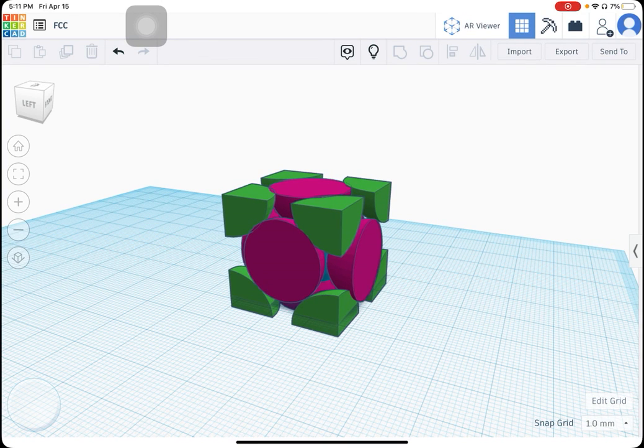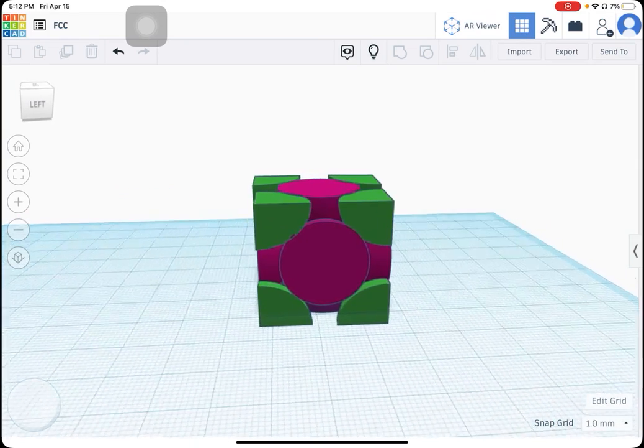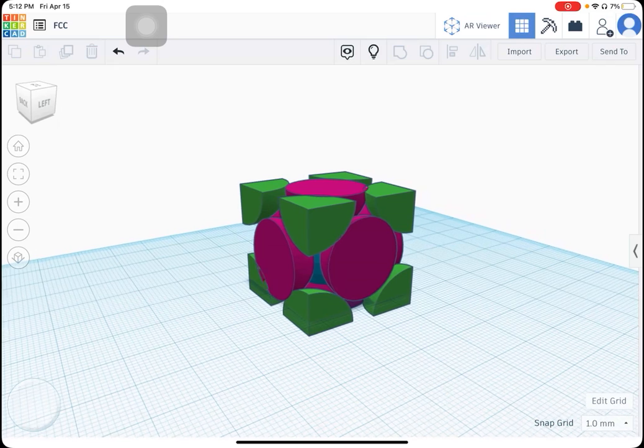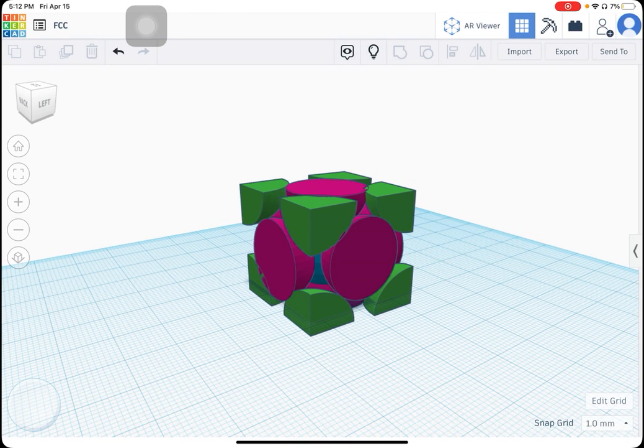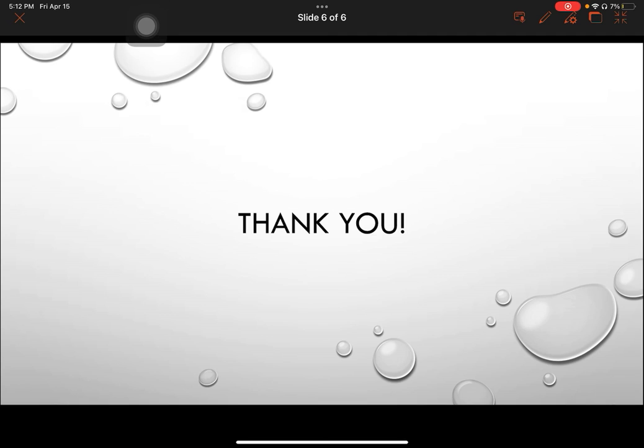It was really fun to go back in and use Tinkercad again. I haven't used it in a while, so it was interesting to have to use the slicing again. That was something I had to go through and figure out. So I'm going to go back to my presentation.